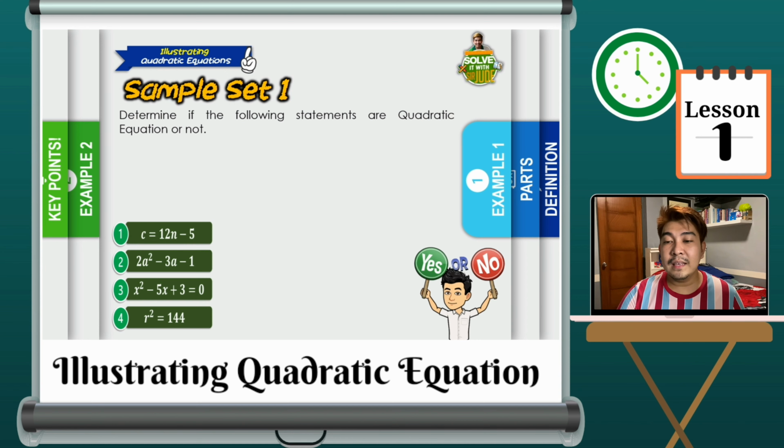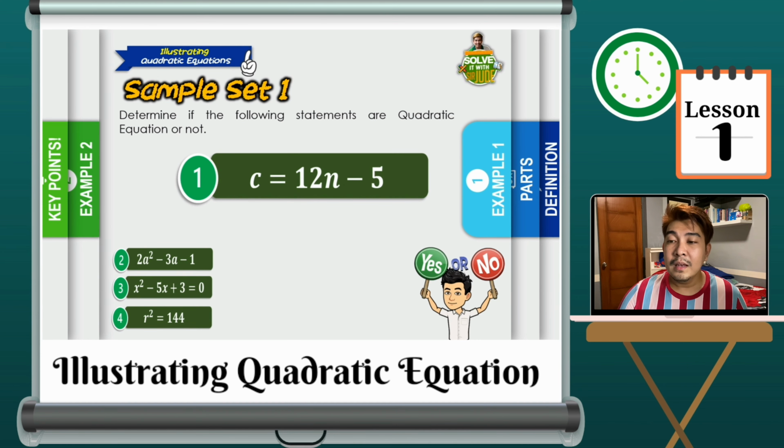So the first one is given by C is equal to 12n minus 5. So the first thing that we should consider when we are to identify quadratic equations from not, ang una, kailangan equation siya. So kailangan may equal sign. So obviously, si number 1 may equal sign. So therefore, equation siya. Pangalawa, kailangan ang highest exponent or the degree of the polynomial is 2. Dito sa example number 1, ano ba ang degree niya?